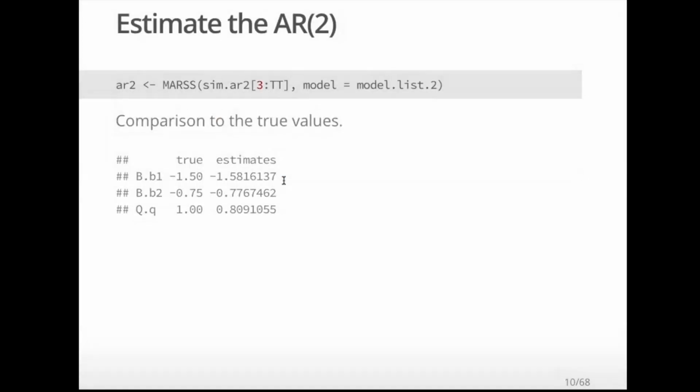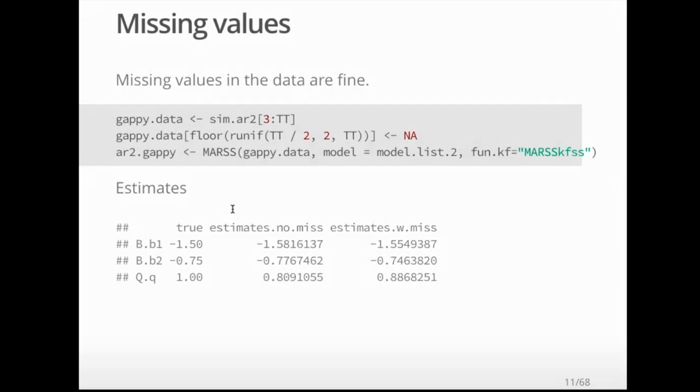Pass that in, and I can compare what the estimates are to the truth, and you can see it does just fine. It's pretty close. As usual, I can throw in a whole bunch of missing values and things should be just fine. In this case, I've made half the data missing, and I've just kind of randomly tossed those missing values in. Nothing changes. My model list doesn't change. The only thing that changes is I pass in this data with missing values, and you can see in this case, it does quite fine.